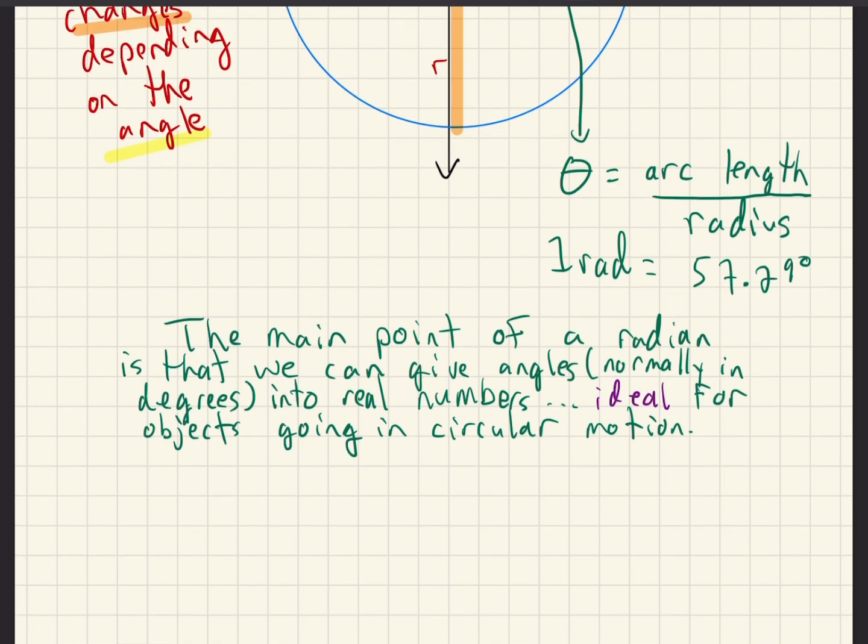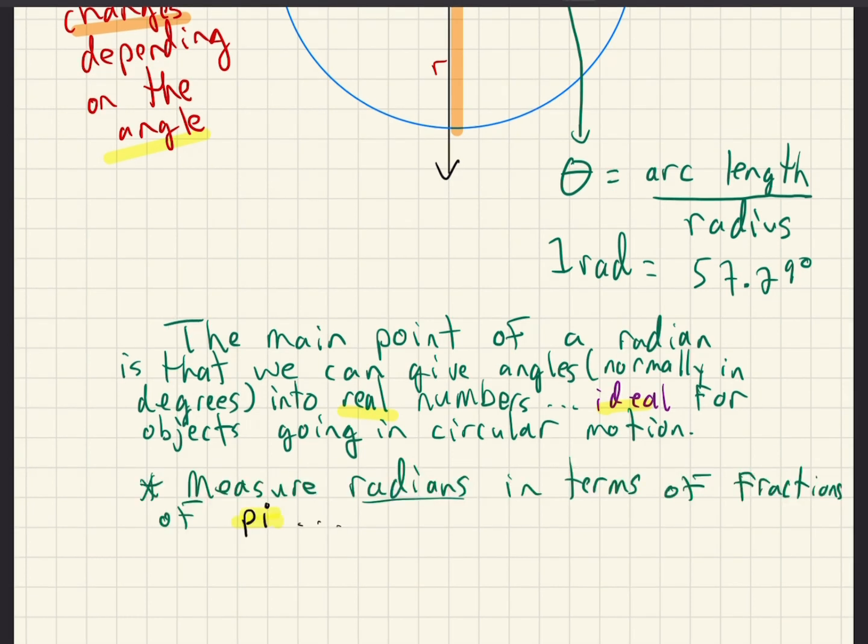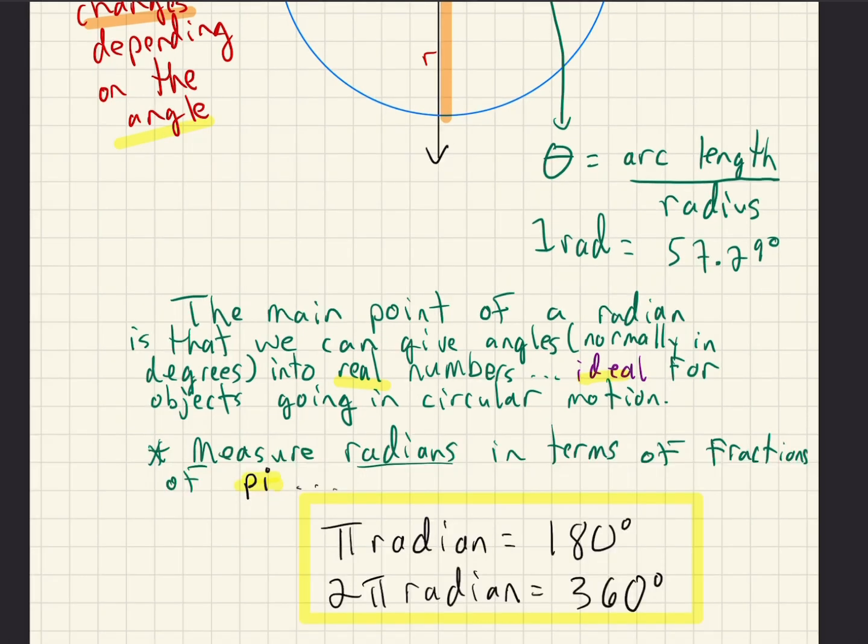Again, the main point of a radian is that we can give angles which are normally in degrees, which are kind of arbitrary. I mean, we don't really know what that means in terms of an object and how it's moving. And we can turn that degrees into some real, actual numbers. And this is ideal for when you're calculating objects going in circular motion in physics, for example. Lastly, we measure radians in terms of fractions of pi, and that's because they're derived from the entire circle, right, which has a value of pi.